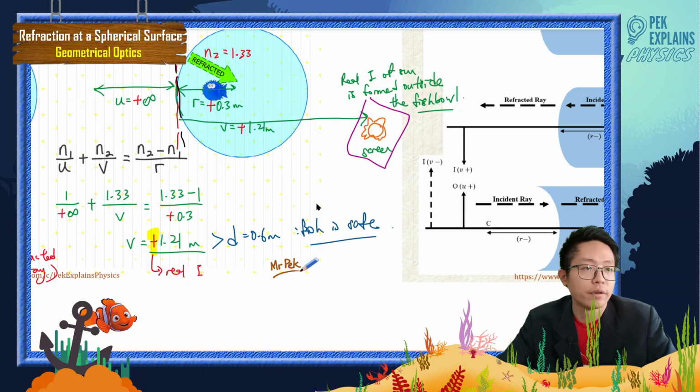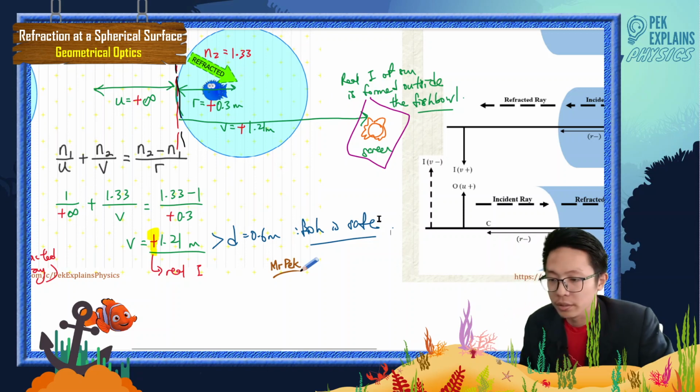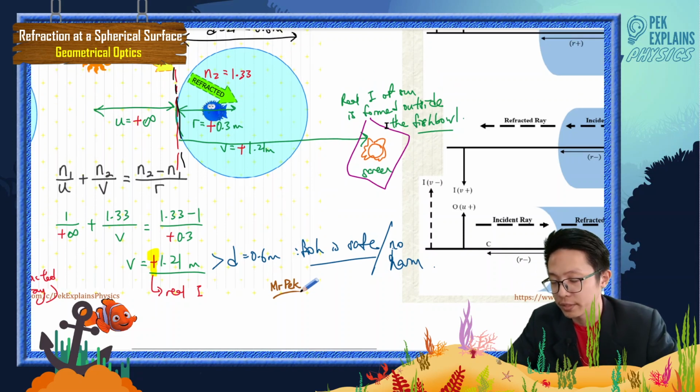Why is it safe? Because the real image of the sun is formed outside the fishbowl. Okay, it's formed outside the fishbowl, so it's safe. No harm to the fish. The real image of the sun is formed outside the fishbowl.